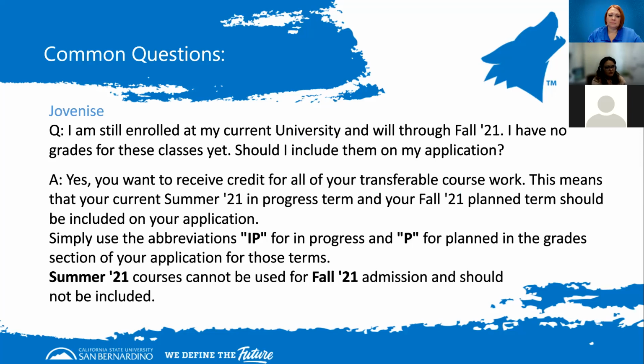This means that your current summer 21 in progress term and your fall 21 plan term should be included on your application. Simply use the abbreviations IP for in progress and P for plan in the grade section of your application for those terms. Summer 21 courses cannot be used for fall 21 admissions and should not be included.